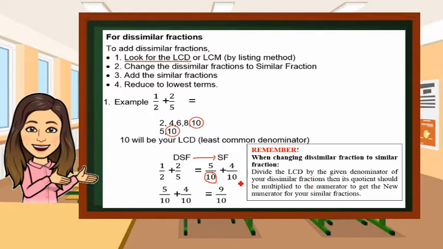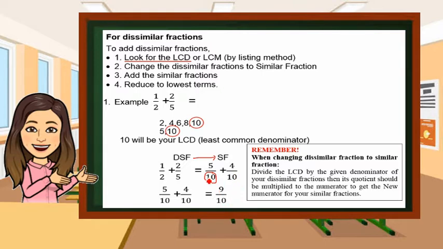Then you have to multiply the quotient to the numerator to get the new numerator for your similar fractions. So 5 times 1, you will get the numerator of 5. And 10 divided by 5 is 2, times 2, you will get the new numerator of 4. That's why we have 5 tenths plus 4 tenths. So before, we have dissimilar fractions, the 1/2 and 2/5. But now we have the similar fractions of 5 tenths and 4 tenths.